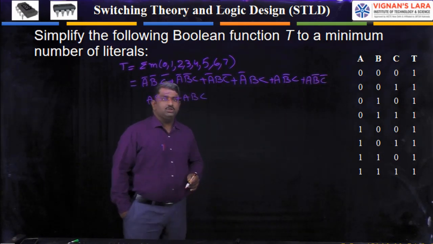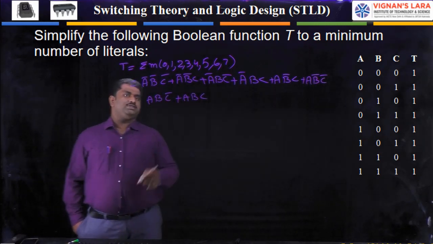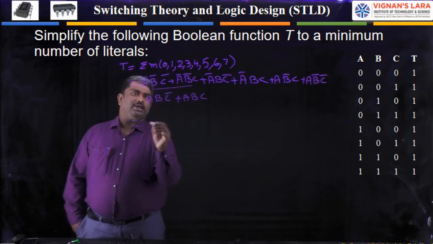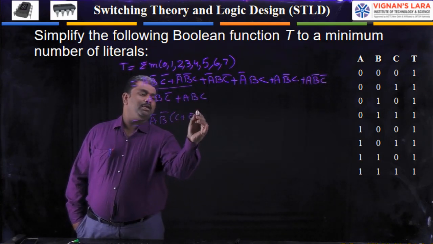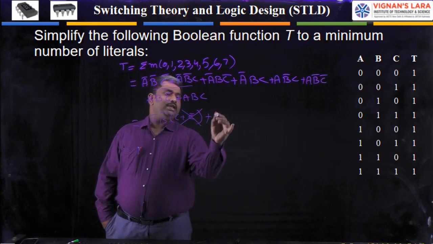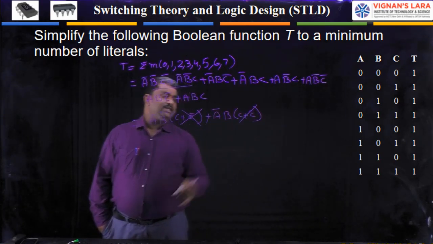Right. So these are the functions. These functions we have to simplify. Okay, it's a very simple thing. From these 2, you can take common a bar, b bar. The remaining value is c plus c bar, plus this goes to cancel. Next, from these 2, you can take common a bar, b. That is c plus c bar. You can cancel this one.